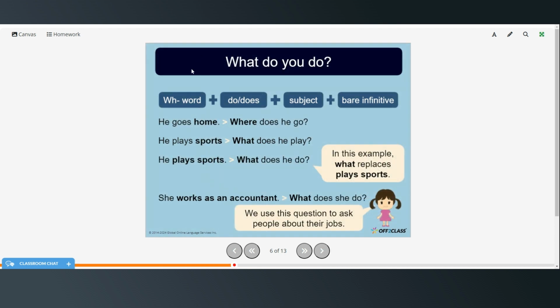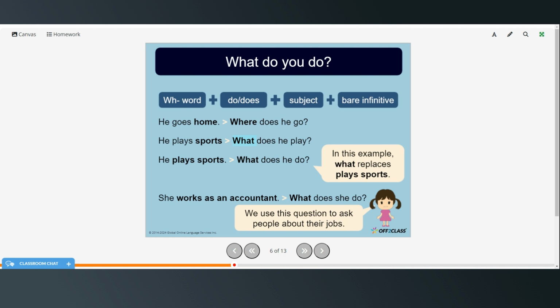All right, and then what do you do? So these are some more examples. He goes home. Where does he go? So where replaces home. He plays sports. What does he play? What replaces sports.